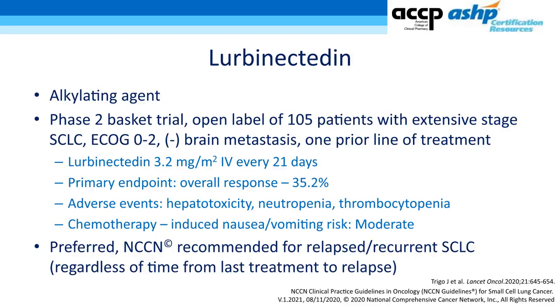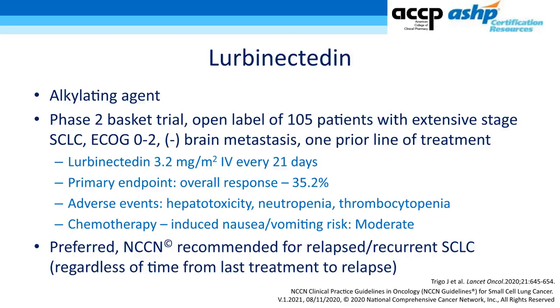Lurbinectedin is given once every 21 days and does come with significant side effects, notably hepatotoxicity, neutropenia, and thrombocytopenia. While there was an improved overall response of 35.2% in the patient population on trial, we do note that these patients and their tolerability do mimic similarly to topotecan. Clinically, we also see chemotherapy-induced nausea and vomiting with this particular product, and it's ranked as a moderately emetogenic agent.